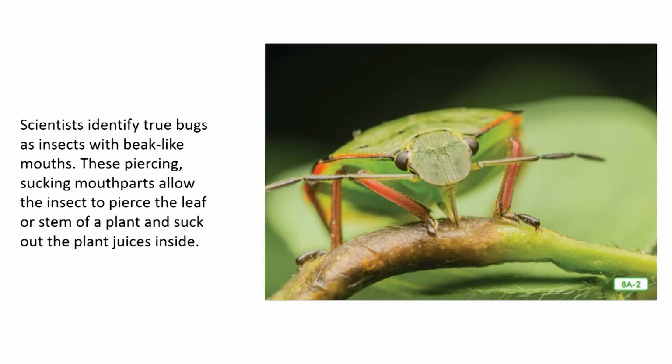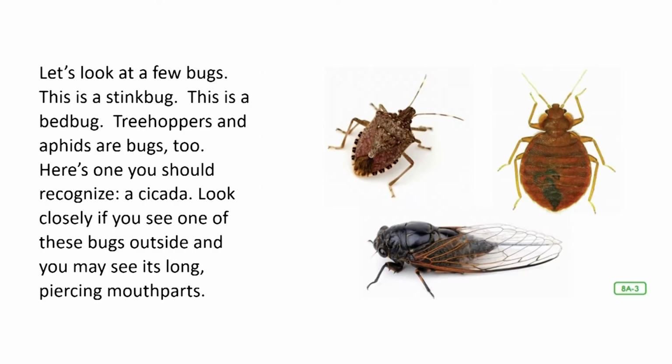Scientists identify true bugs as insects with beak-like mouths. These piercing, sucking mouth parts allow the insect to pierce the leaf or stem of a plant and suck out the plant juices inside. Let's look at a few bugs.